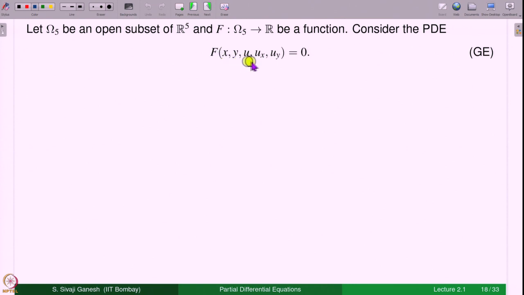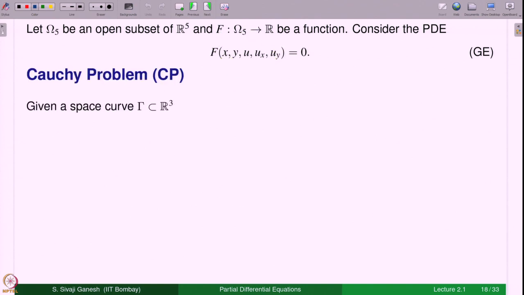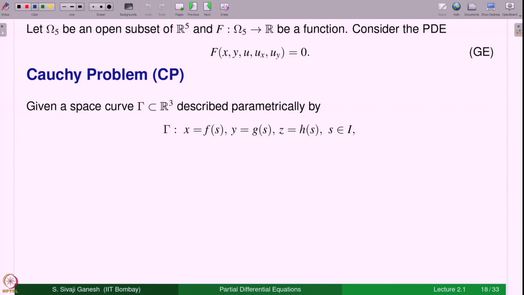So, there are 5 quantities here. So, F must be defined on a subset of R5, and that we denote as Omega, a subset of R5, and you have a function, and then this will define a partial differential equation. So, what is a Cauchy problem? Given a space curve gamma in R3, that means you are given a curve in R3 which is described parametrically by x, y, z equal to f(s), g(s) and h(s) as s varies in some interval I.